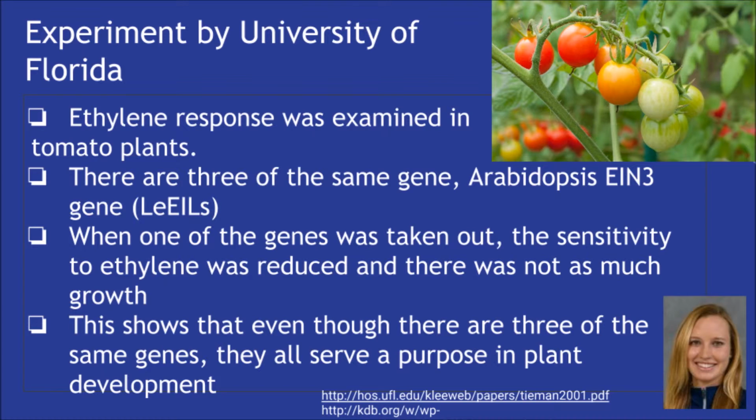In tomato plants, there are 3 of the same gene, Arabidopsis EIN3, which helps in ethylene signal transduction pathways. To test for functional redundancy, one of the genes was taken out so that only 2 of the same genes remained. When this happened, the sensitivity to ethylene was reduced and there was not nearly as much growth as with all 3 genes present. This shows that even though there are 3 of the same genes, redundant genes, they all serve a purpose in plant development and are therefore functionally redundant genes.